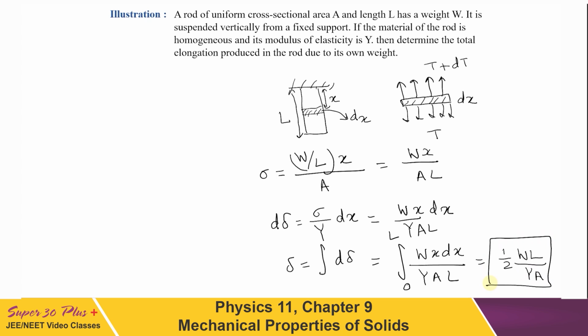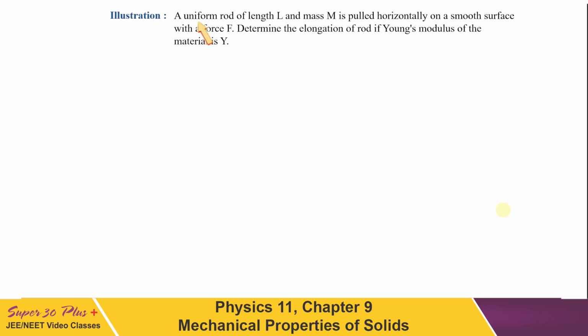Let us see one more question now. A uniform rod of length L and mass m is pulled horizontally on a smooth surface with a force F. Let us first draw this situation. This is the uniform rod which is being pulled by the force F. It is put on a horizontal surface as shown here.